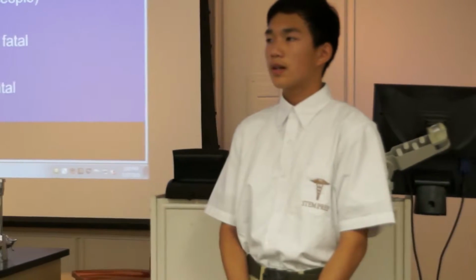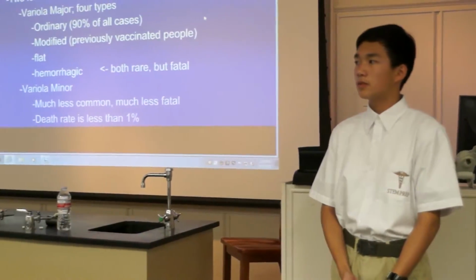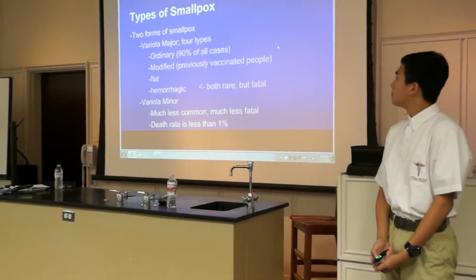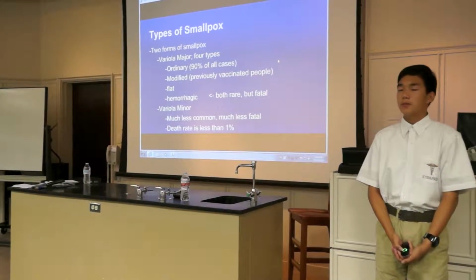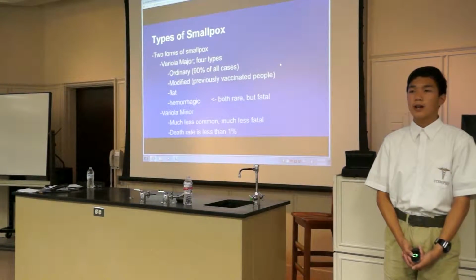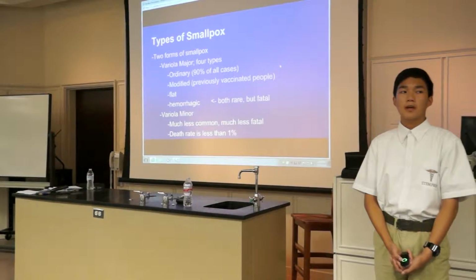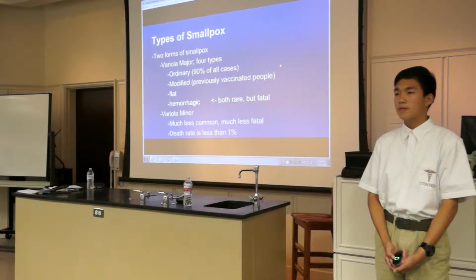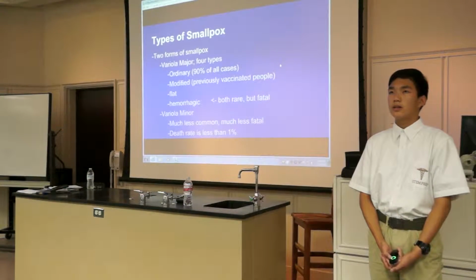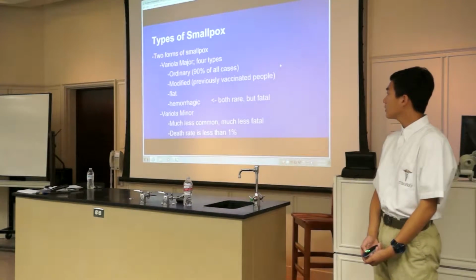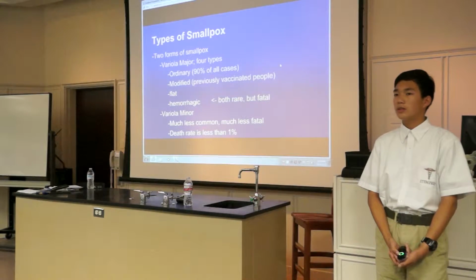Types of smallpox. There are 2 forms of smallpox, variola major and variola minor. Variola major has 4 types. Ordinary, which accounts for 90% of all smallpox cases. Modified, which occurs in previously vaccinated people. Flat and hemorrhagic, which are very rare but also very fatal. Variola minor is much less common than variola major and much less severe, with a death rate of only less than 1%.